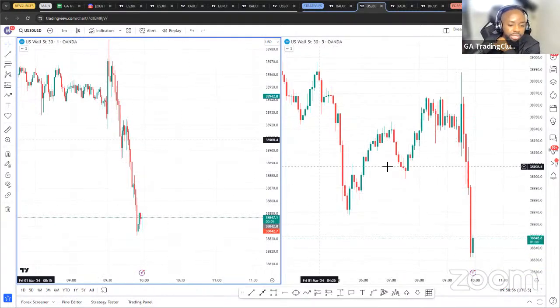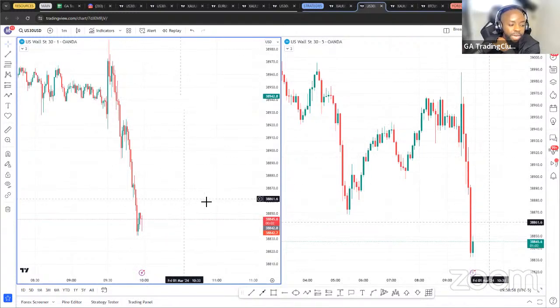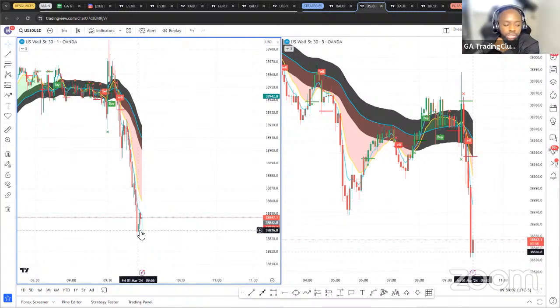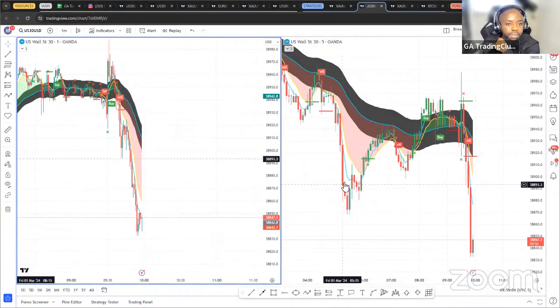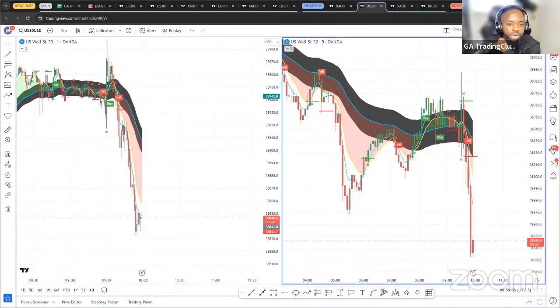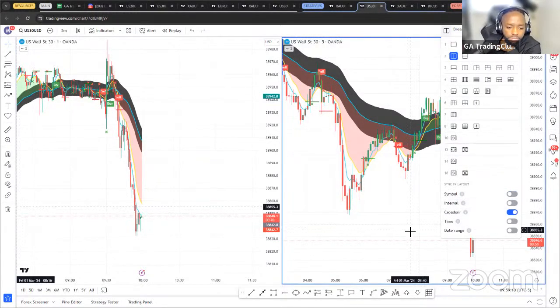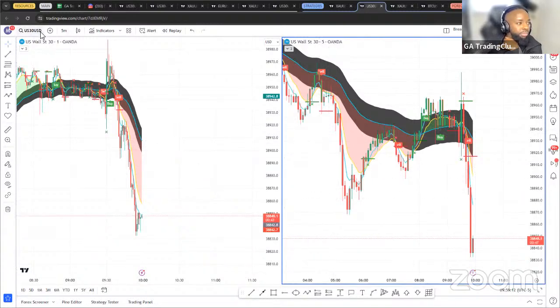So we'll just wait and see where it is. And if it does fire up, I'll be taking the US 30 buy as well. So yeah, US 30 hasn't come up as well. So let me do something here. Let me change this to symbol so that we can have both of them side by side.